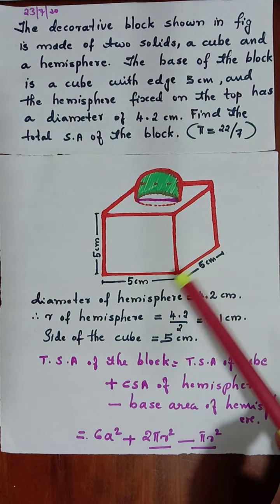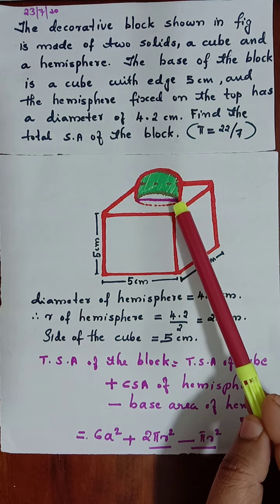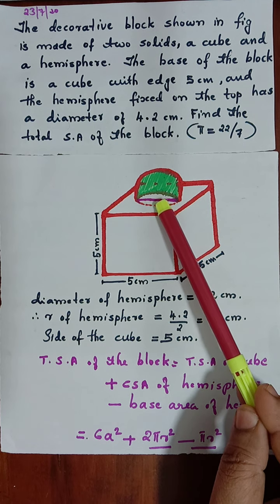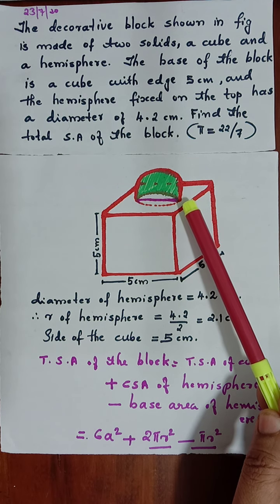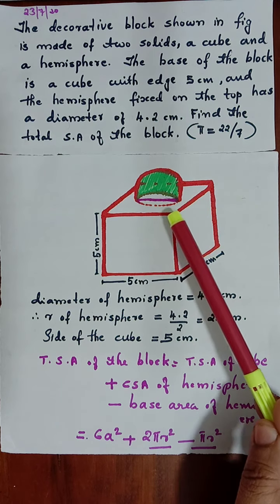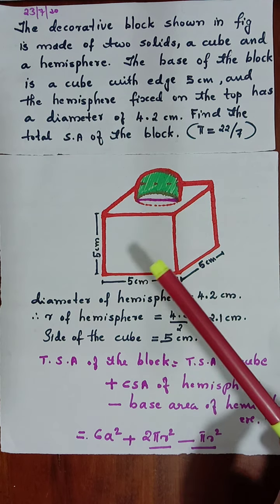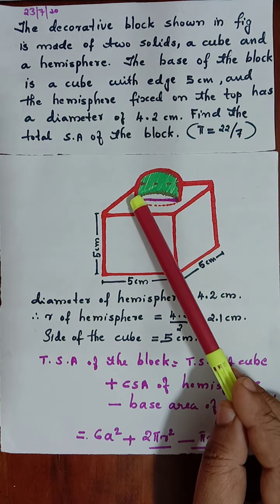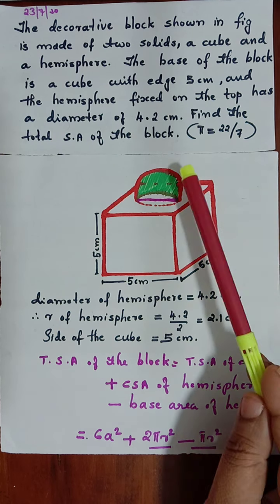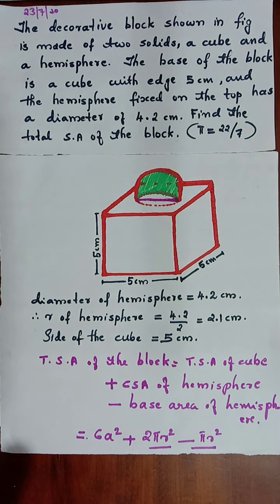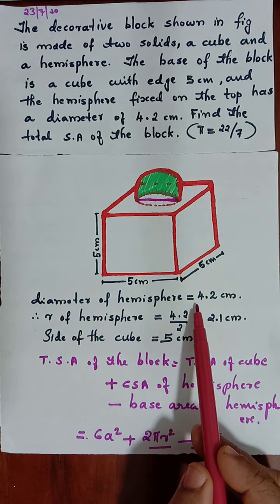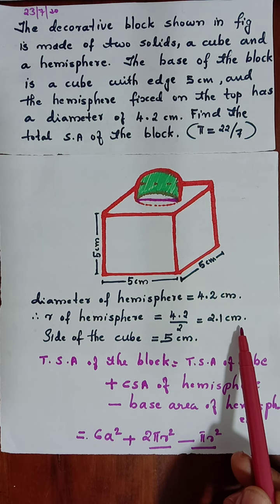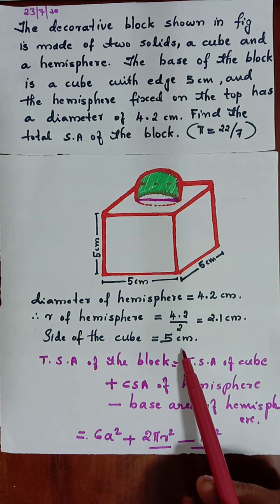Each side of the block is 5 cm and a hemisphere is kept on top of this block. So the hemisphere's bottom portion is attached with the top of the block. The top of the block also has side 5 cm, 5 cm, 5 cm. Each side is 5 cm. The diameter of the hemisphere is given to us, that is 4.2. First let us write all these values. Diameter of hemisphere 4.2, therefore radius will be half of it, 4.2 by 2 equal to 2.1 cm. Side of the cube also we have written.